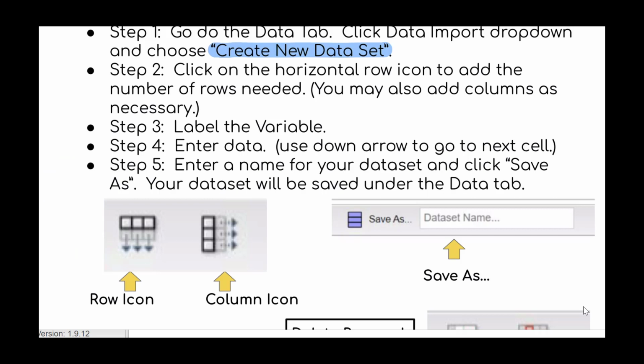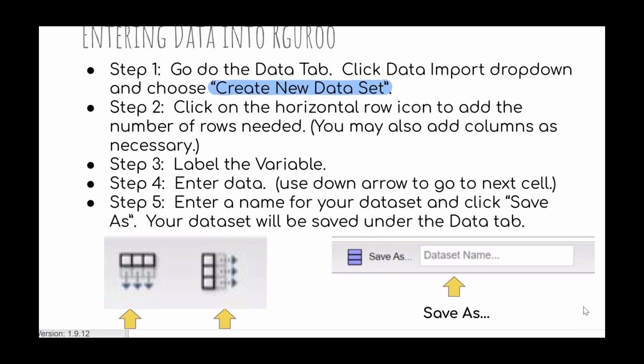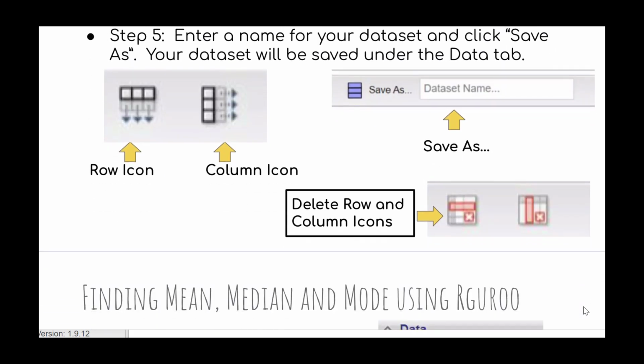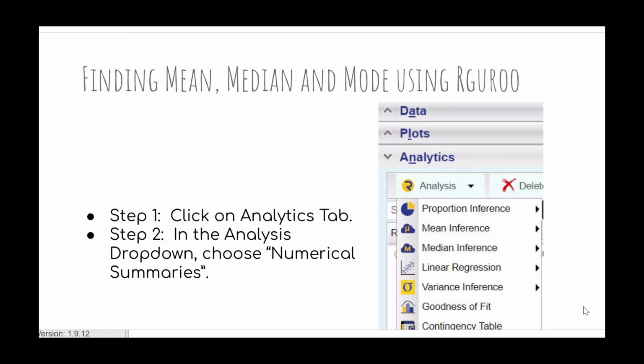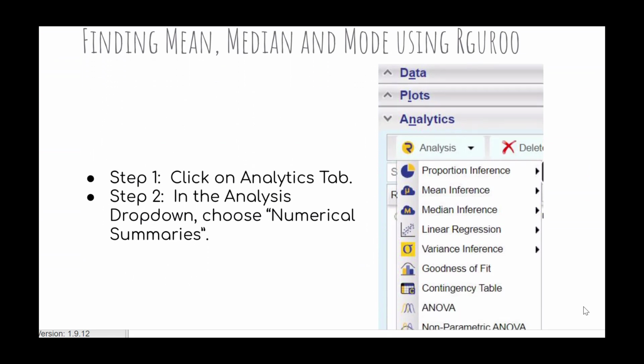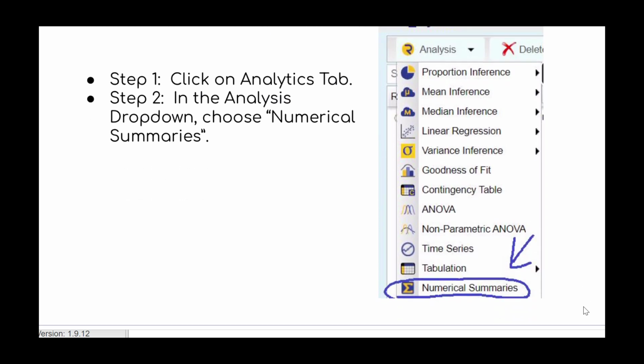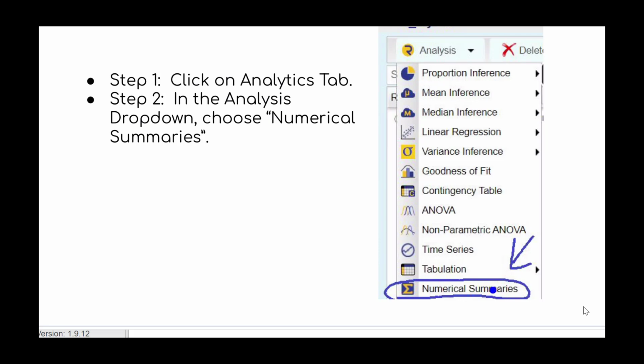Okay, so moving on, this was entering the data into Rguroo. So now that we have it in Rguroo, we can use Rguroo to find the mean, median, and the mode. And so it's actually pretty quick and easy to do this now that our data is in Rguroo. So we're going to start by clicking the Analytics tab. That's the first step. So the Analytics tab is the third one down. So we've got Data, we've got Plots, Analytics, and you're going to click on the Analysis drop-down menu, and you're going to scroll down and click on Numerical Summaries.